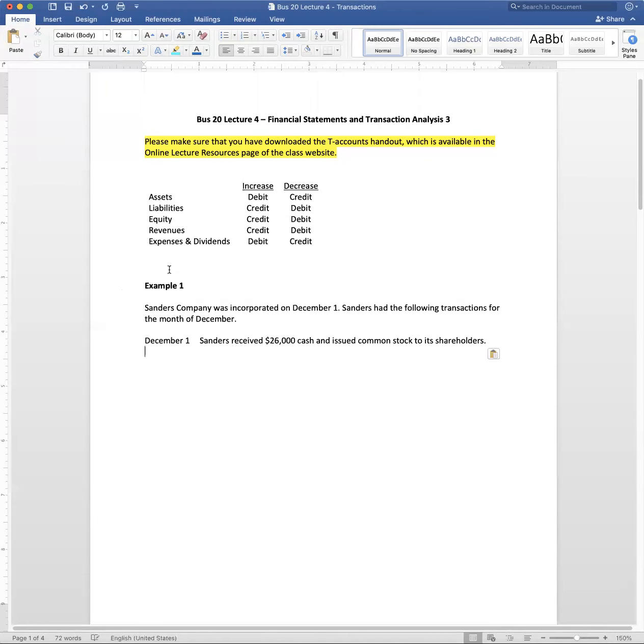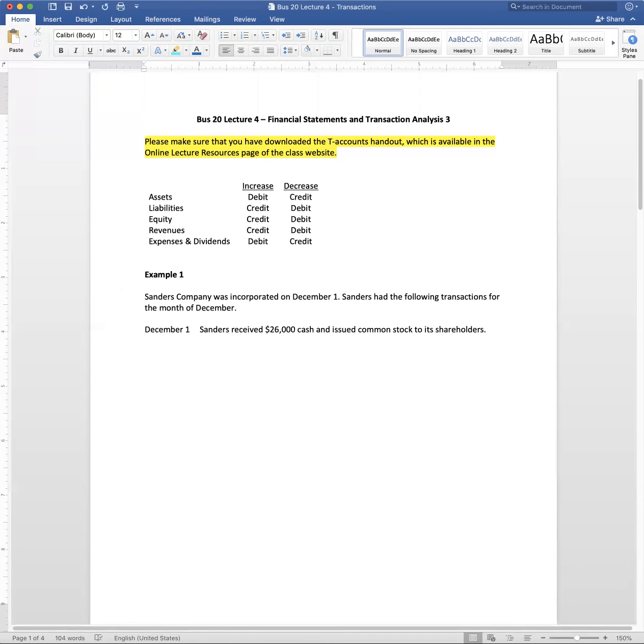Okay, so Sanders Company was incorporated on December 1st. So that means that that's the day it starts and everything is 0 at that point. Now Sanders had the following transactions in the month of December. So let's start with the first one here. On December 1st, Sanders received $26,000 of cash and issued common stock to its shareholders.